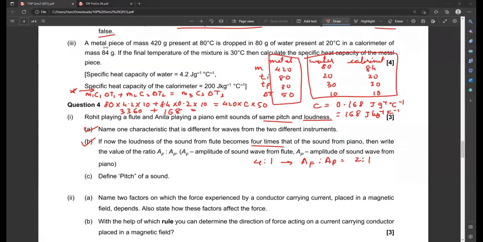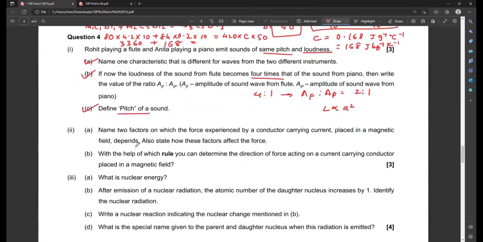Okay. Anyone have any difficulty? You know that loudness is proportional to the square of amplitude. So therefore the answer is 2 is to 1. Okay. This is definition. You can refer to the textbook for the definition.